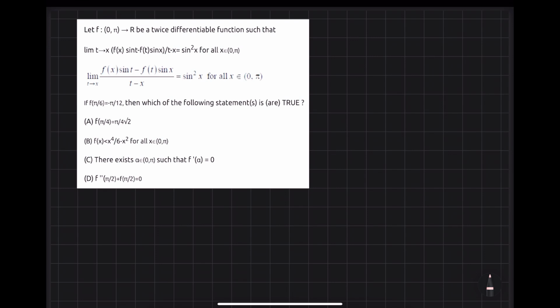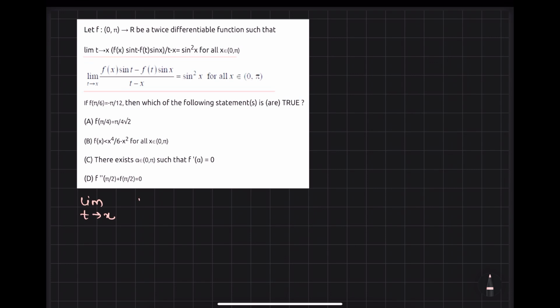So, we got a wholesome new problem which says: let f defined from 0 to pi to R be a twice differentiable function. So, your function is twice differentiable. Limit t tends to 0. So, it is this, and this is the same thing. Okay, it is being repeated. So, can I write this question as limit t tends to x? So here t is the variable and x is the constant.